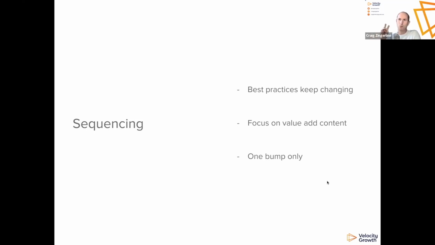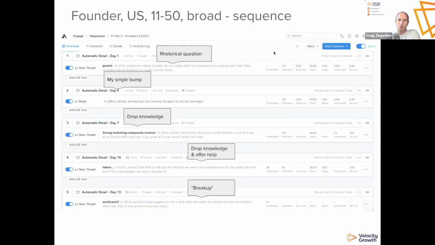And only do what I call one bump. A bump is like, hey, did you get my last email? Or, just checking to see if you got my last email. So here's an example of that same sequence, that same target I was showing you before. This is going to founders, US based, 11 to 50 employees, fairly broad industry targeting. 5 emails, day 1 through day 13. This is a real example.